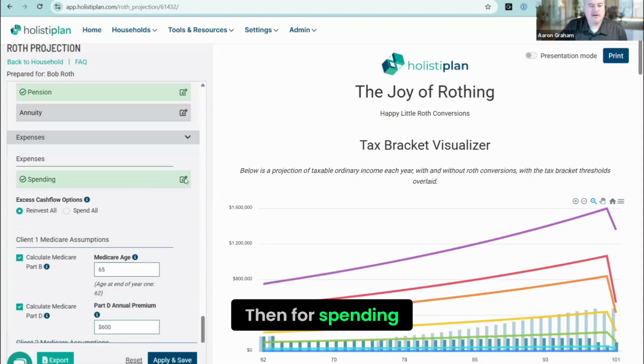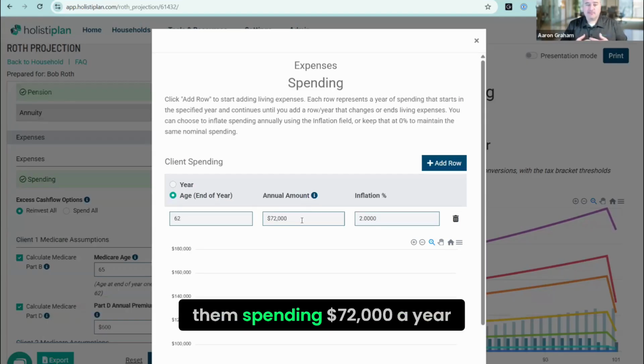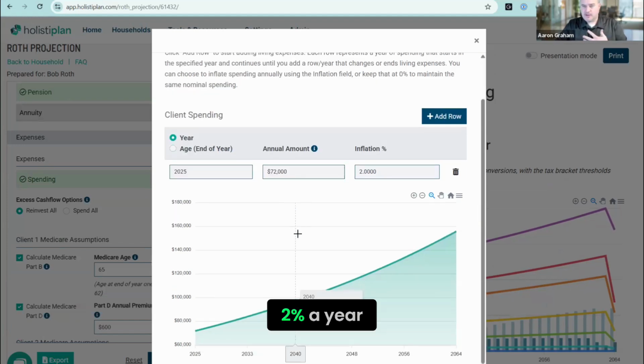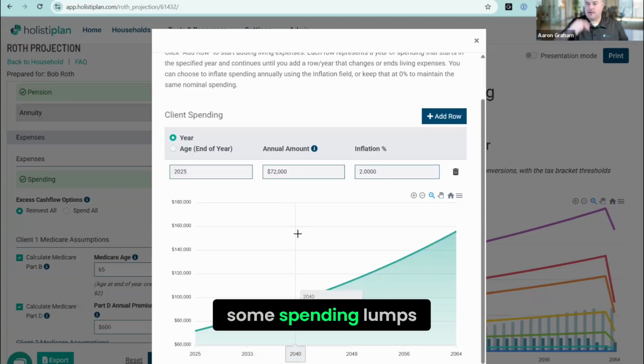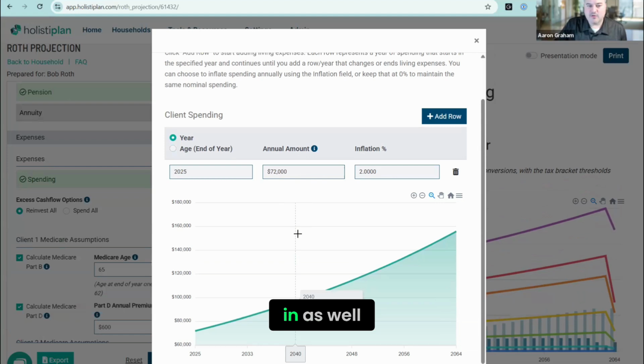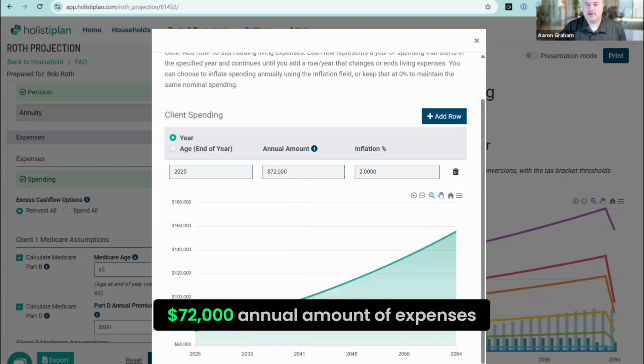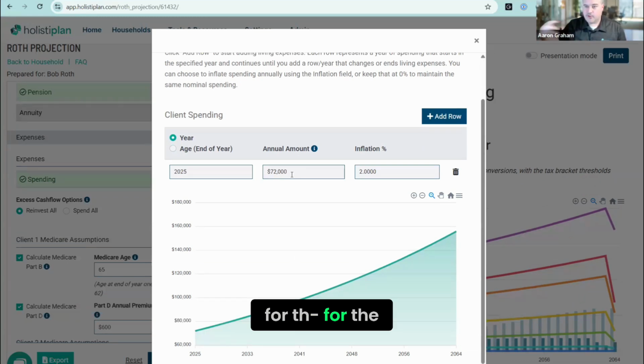Then for spending, we have them spending $72,000 a year, beginning with this year, 2025. We're inflating that at 2% a year. If you have a client that's going to have some spending lumps, you can program those in as well. But here we're just going pretty vanilla. They're going to have a $72,000 annual amount of expenses for the rest of their life, beginning in 2025, inflated at 2%.